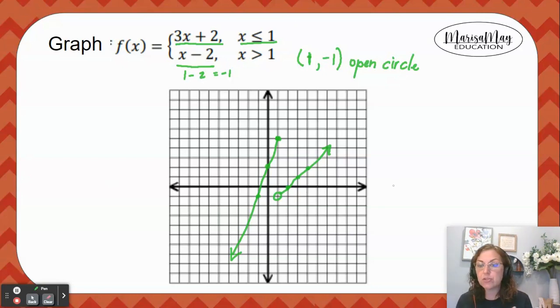And I think what gives students a lot of difficulty is you have to think about in the piece that doesn't have the equal to underneath it, where does that open circle go. So you'll notice I took 1 and I actually plugged it into that piece so I could know exactly where that open circle needed to go for the second piece. Then I graphed the rest of the second piece just like normal. I hope this helps.